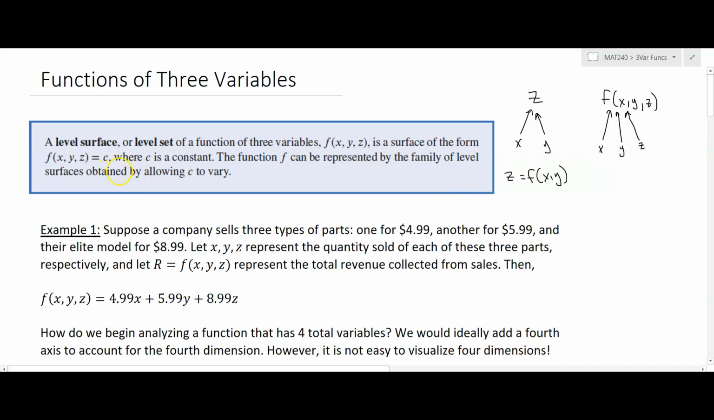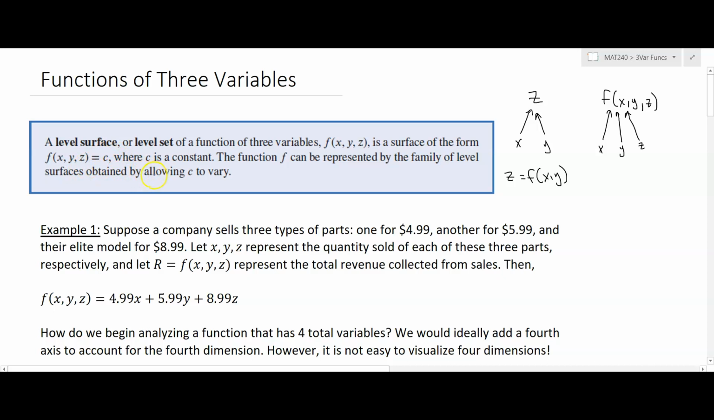So let's start off by defining something that will help us make this problem a little bit more manageable. A level surface, or level set, of a function of three variables, f of x, y, z, is a surface, and surface just means three-dimensional function, of the form f of x, y, z equals c, where c is a constant. In translation, if we can't see it in four dimensions, let's hold the output value fixed, almost like we were looking at a contour plot, and for that fixed value of c, we're going to get a relationship between x, y, and z, meaning we end up with a three-dimensional function by holding the fourth variable constant.